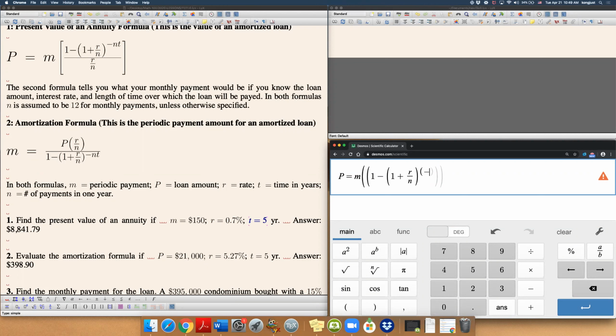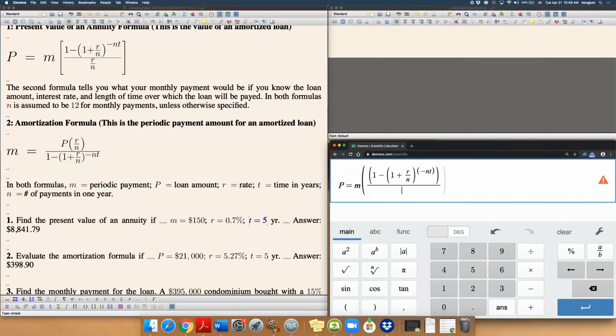Remember, exponents always go in parentheses, negative NT, close it, and then put the numerator in a set of parentheses and the denominator in a set of parentheses to be safe. Now with Desmos, you can get away with not having the parentheses because it intuitively understands what you mean, but in a normal calculator, you need the bottom ones for sure.